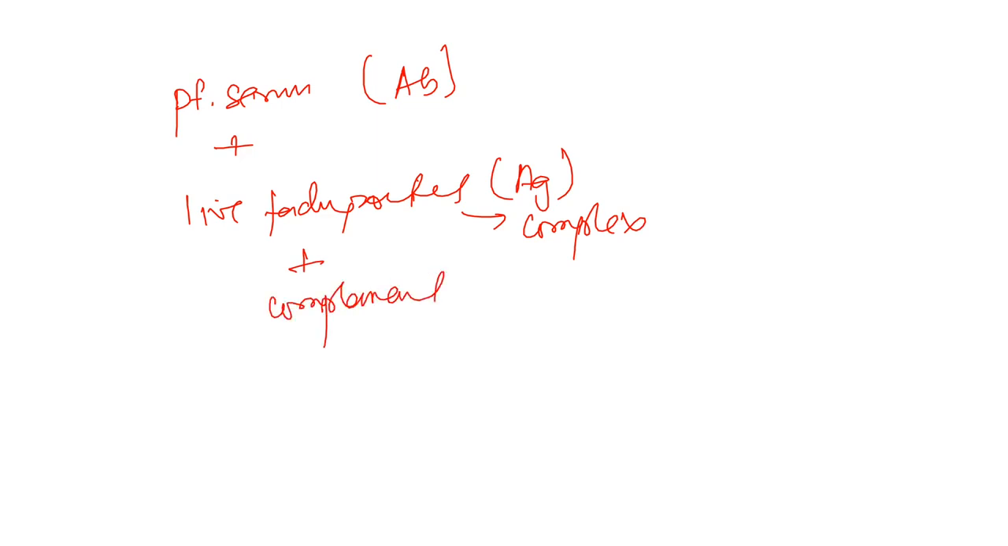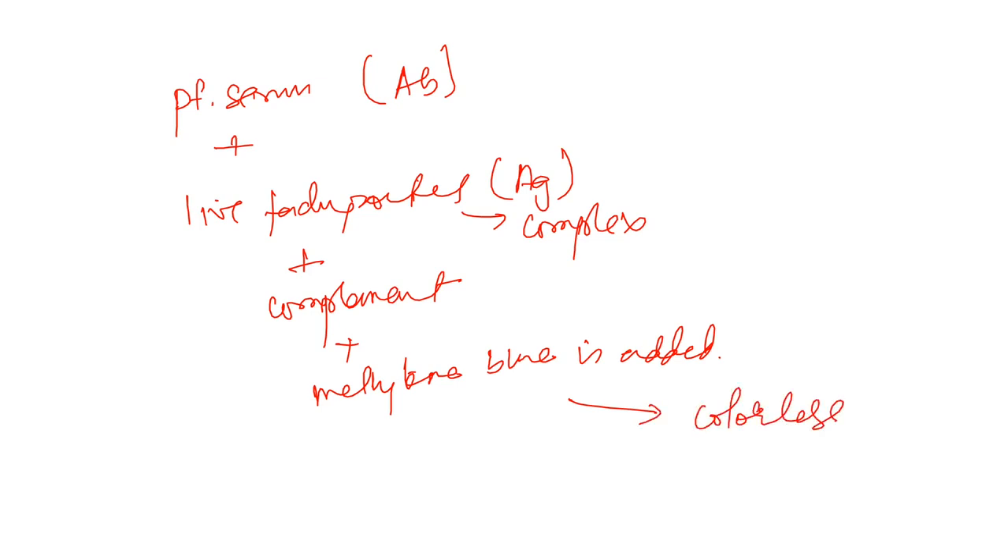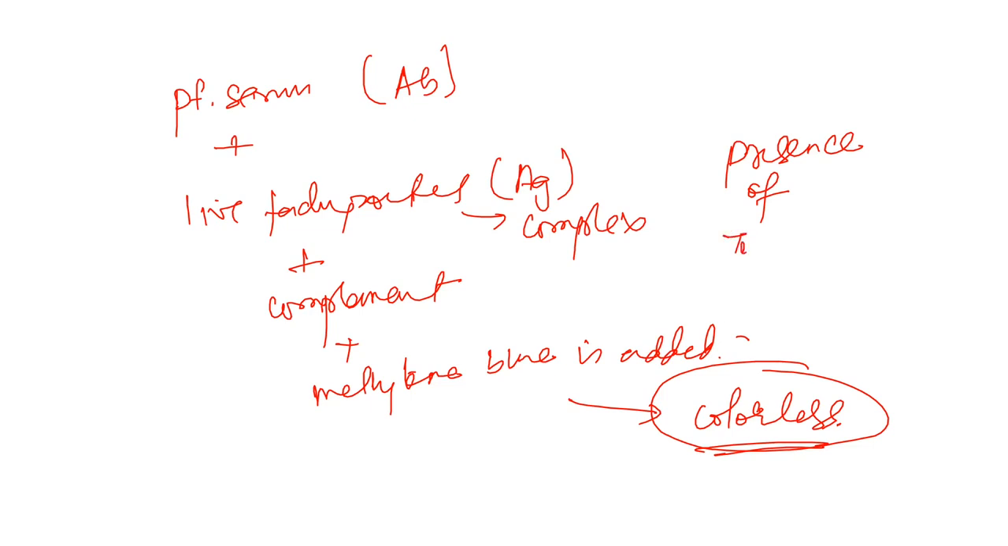What is the work of complement? To kill the tachyzoites in the complex. And then methylene blue is added. After that, the color is observed. If tachyzoites are present, that means everything is killed, so it turns colorless. So colorless means presence of Toxoplasma gondii. So this is known as the Sabin-Feldman test.